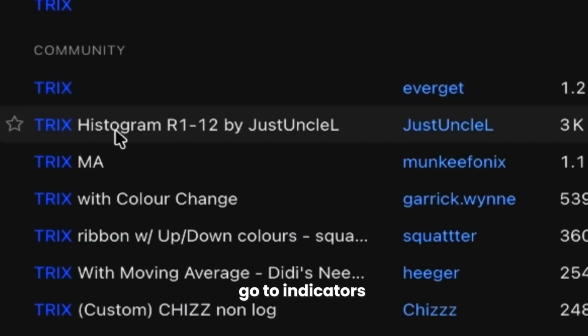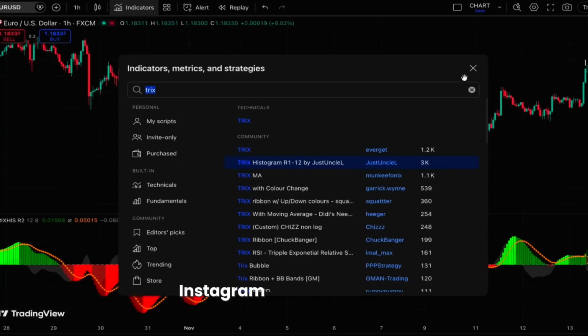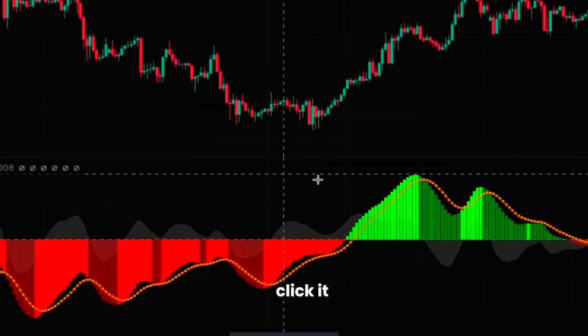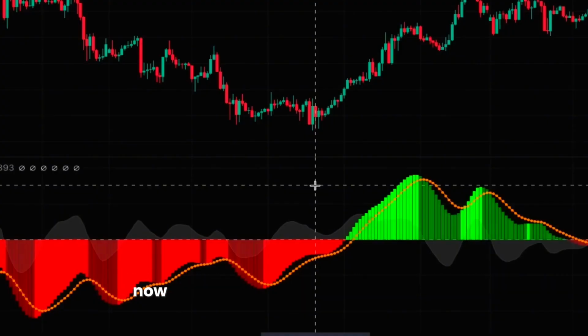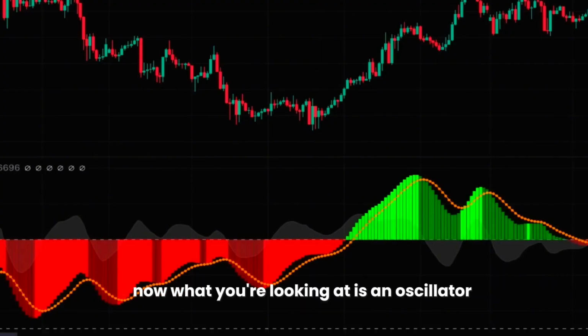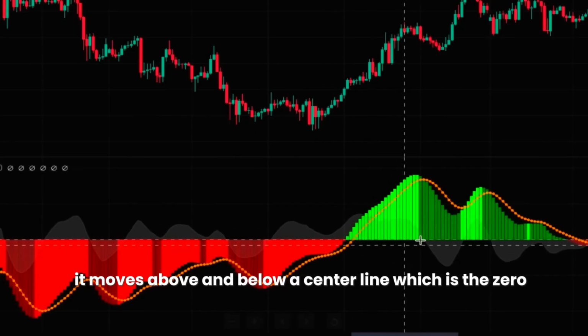Go to Indicators, then search TRIX. Look for TRIX Histogram bias. Click it, and it will appear in a separate panel below your price chart. Now, what you're looking at is an oscillator. It moves above and below a center line, which is the zero level.